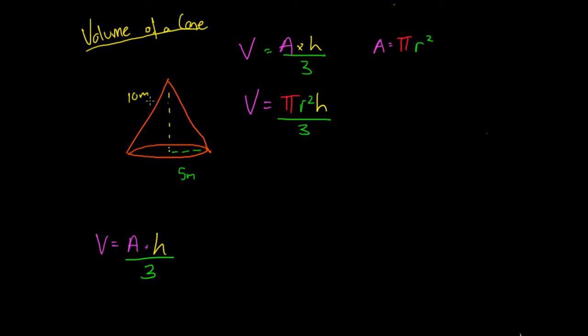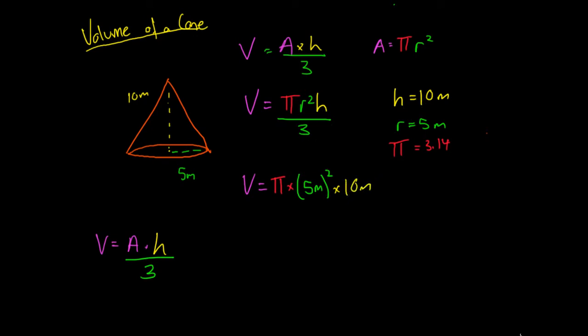If we look over here, we can see we've got this cone, and we can say our height is equal to 10 meters. Our radius is equal to 5 meters. And then that's all we really need to know, because we have our height, we have our radius. Pi is a constant, and it's approximately equal to 3.14. And all we do is we say our volume of our cone is going to be pi multiplied by our radius, so we just plug in our radius, 5 meters squared, multiplied by our height of 10 meters, divided by 3.